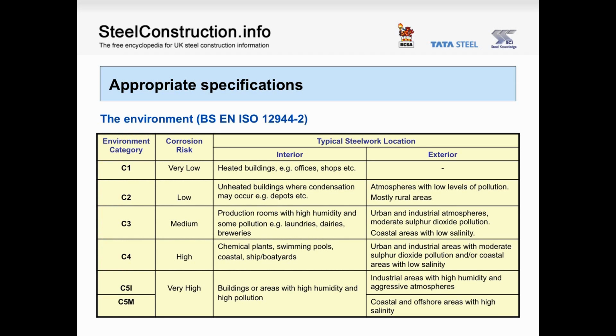The environment should be classified in accordance with the standard EN ISO 12944 Part 2. This standard details a range of environments that can be encountered in interior or exterior conditions, and some examples are given here. A Type C1 category is a very low risk environment, whereas a C5 category is very high, and the type of protection required will be different for the different types of environments.